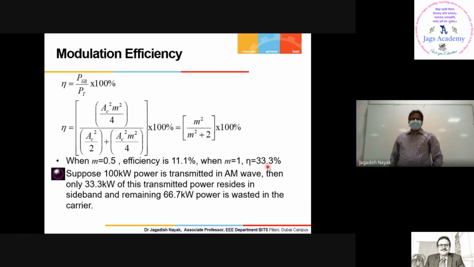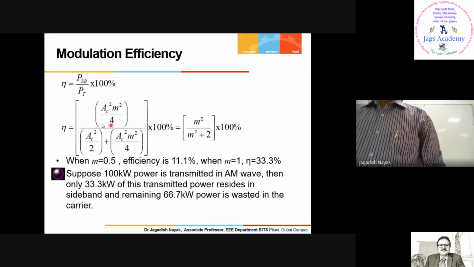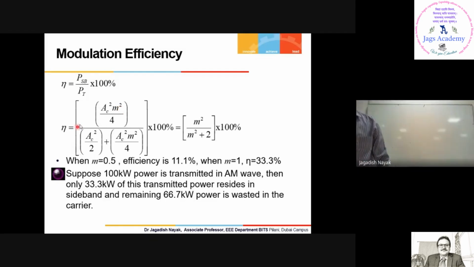Now, modulation efficiency. What is the equation for modulation efficiency? See here, sideband power is equal to the power in the upper sideband plus the power in the lower sideband, divided by the total power. What is the total power? Total power is equal to carrier power plus sideband power. Now, just solve this equation. The sideband power is A_C square m square by 4, and this is carrier power plus sideband power, into 100%.